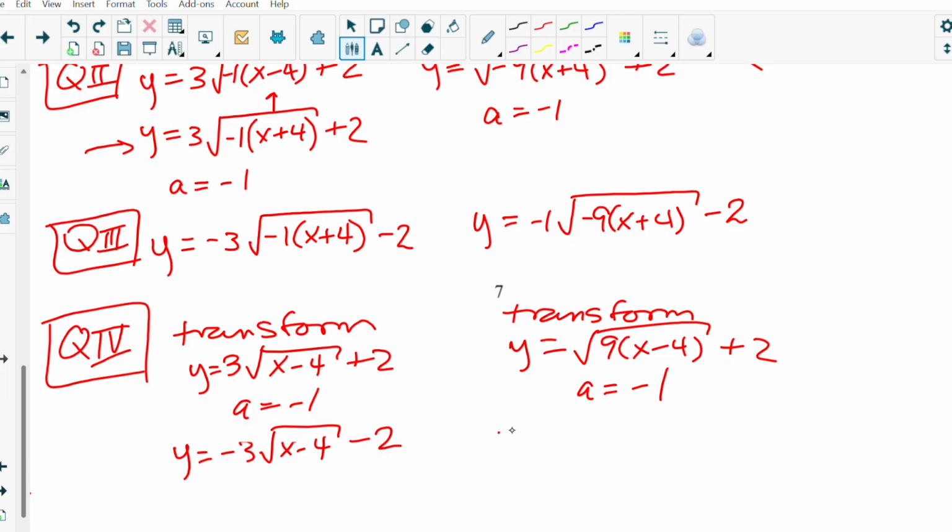Same thing here, a equals -1, y equals -1 times square root of 9 times x minus 4 plus 2. When I reflect that, I need to change the k value to actually move it down into quadrant 4, the endpoint. Okay, so that becomes -2. This will make more sense when we look at Desmos.